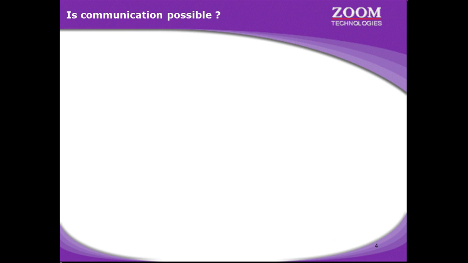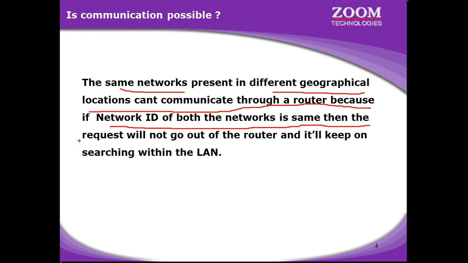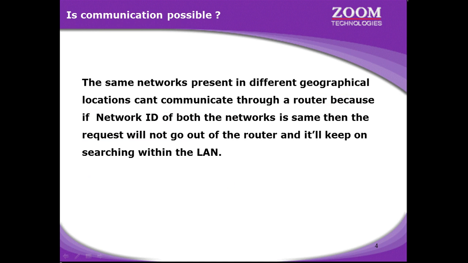You can see here, the same network present in different geographical locations can't communicate through a router, because if the network ID of both networks is the same, then the request will not go out of the router and it will keep on searching within the local area network. So that we have already discussed.